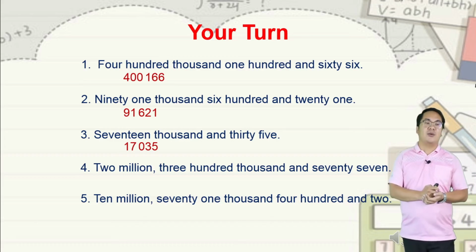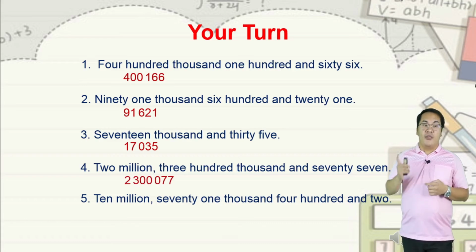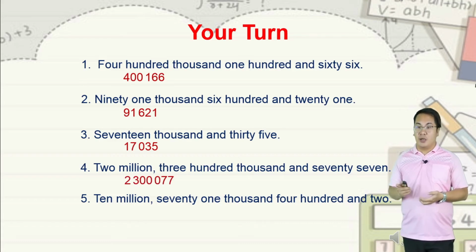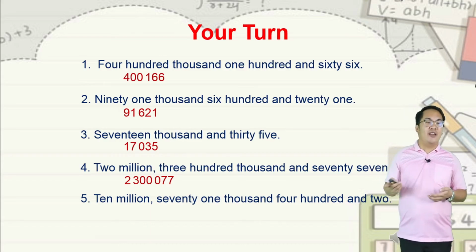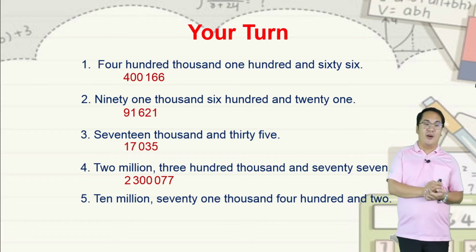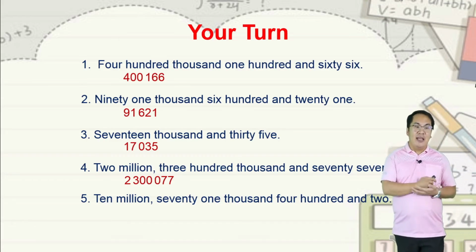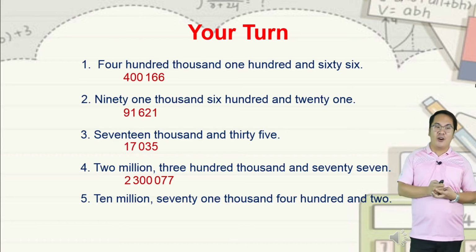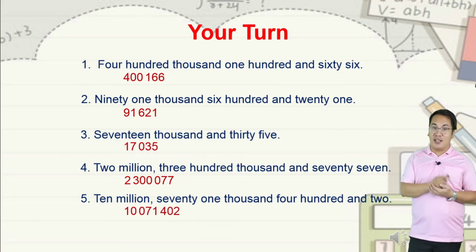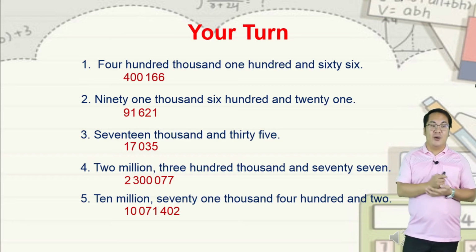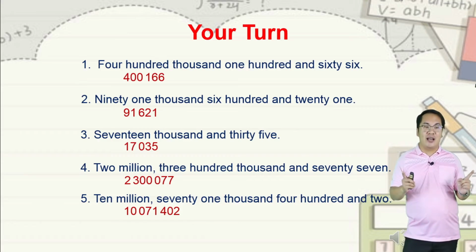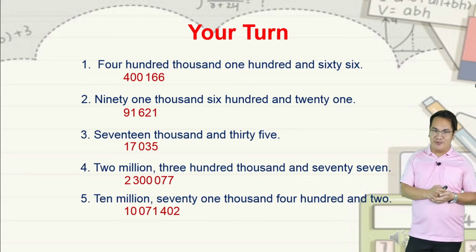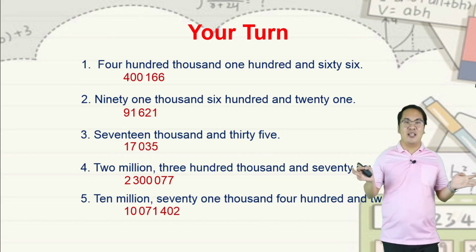2,300,077. How are we going to read this one? Here. So we have 2, 3, 0, 0, 0, 7, and 7. Or we can read this one as 2,300,077. Okay? So number 5, 10,071,402. We can read this one as 10,071,402. You got it? Alright, tell me how many scores you've got.